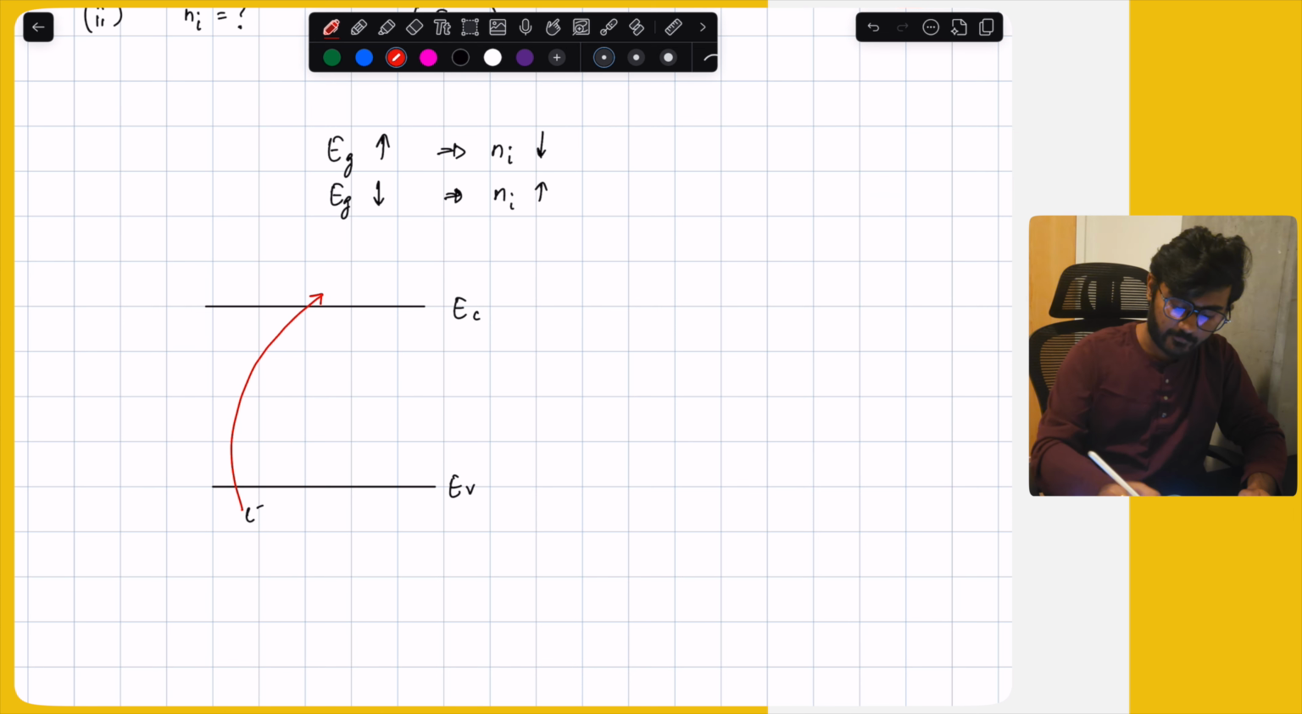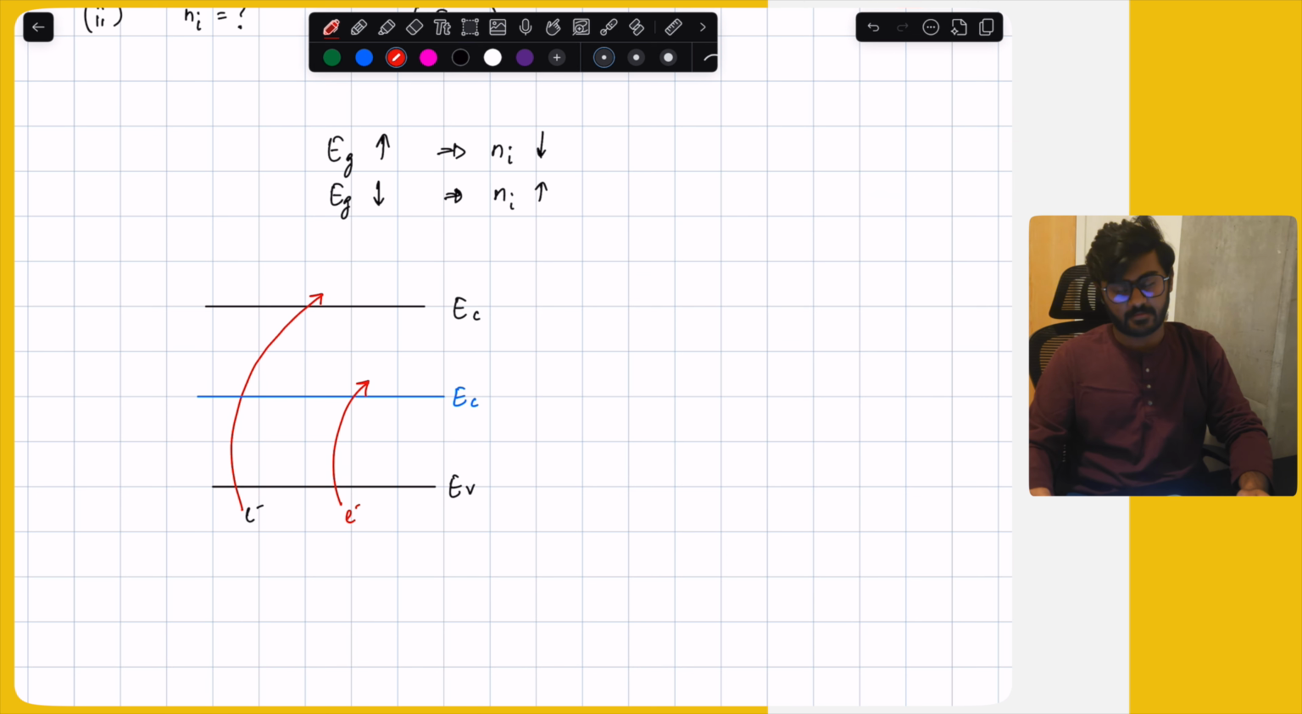Whereas if the band gap is low, so suppose your conduction band is lower, that means the energy required for electrons from the valence band to the conduction band is actually short. So formation of this electron hole pair is actually easier. So therefore your Ni is actually more for your low band gap devices compared to wider band gap devices. Alright.